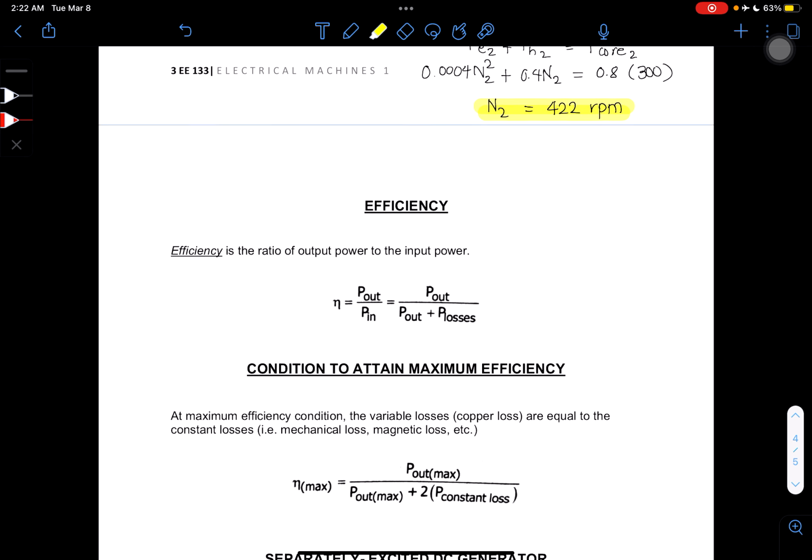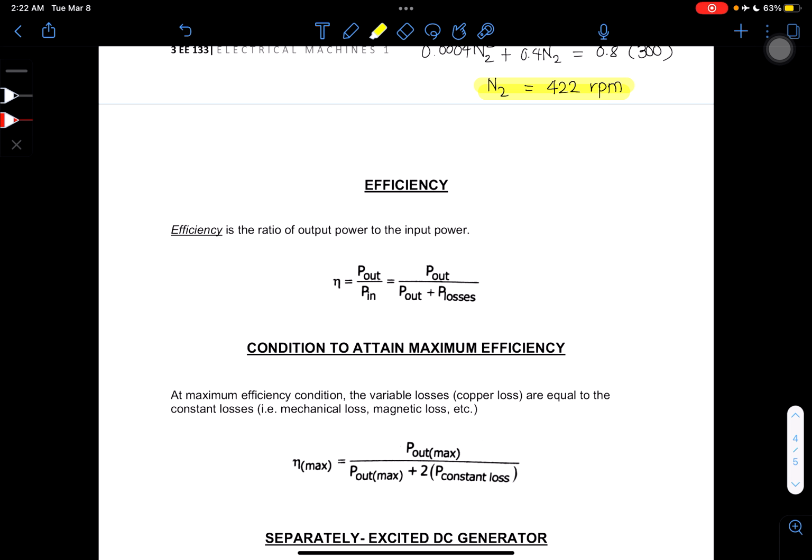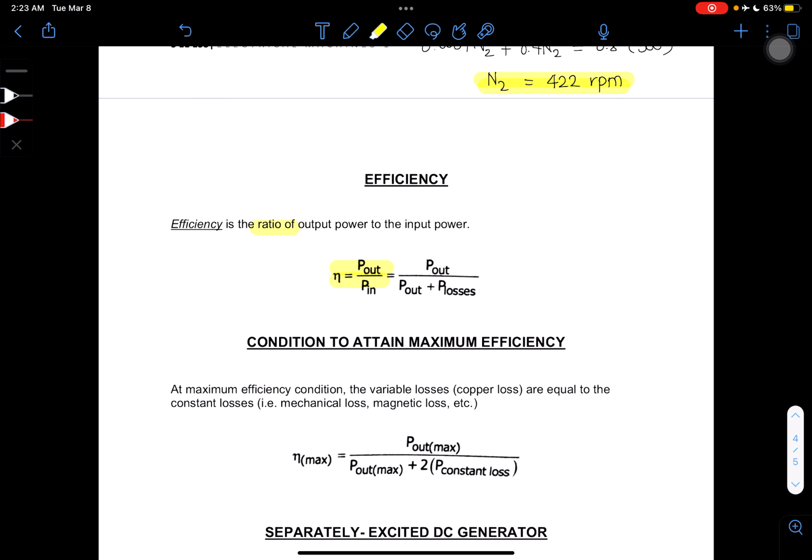So for our next topic, we have efficiency. Efficiency is the ratio of output power to the input power. So here we have our formula: output power divided by the input power. If losses are given, we need to use output power divided by output power plus our losses. So we can also use this formula if losses are given in the problem.